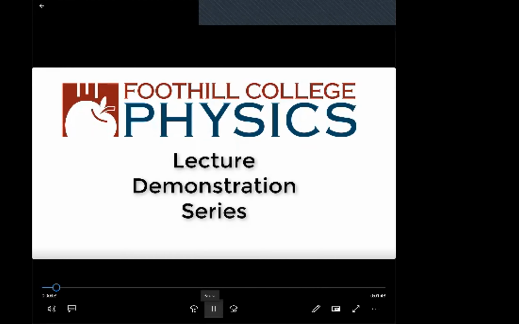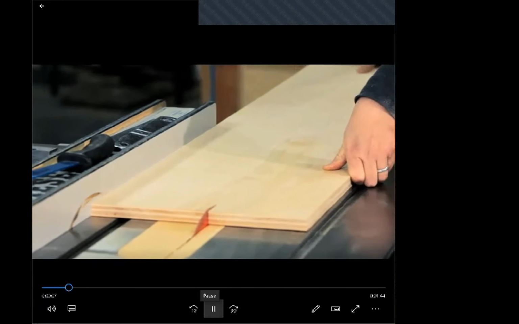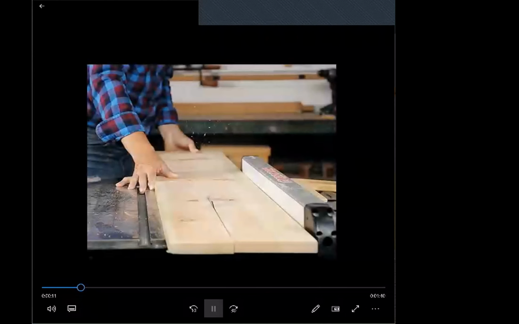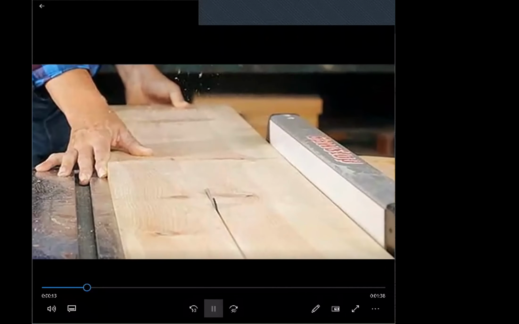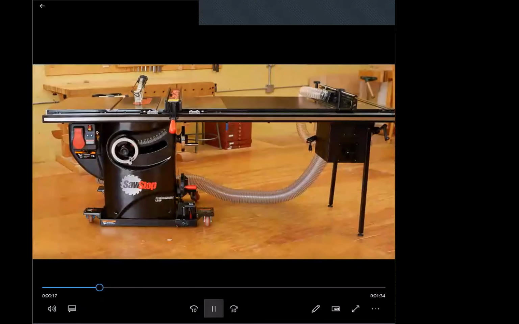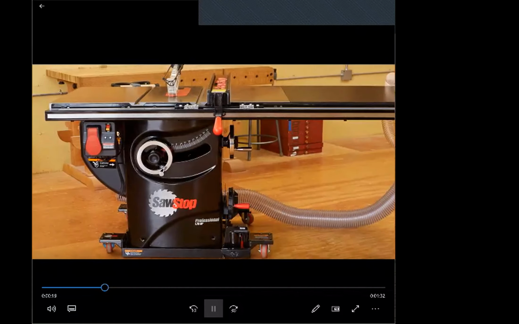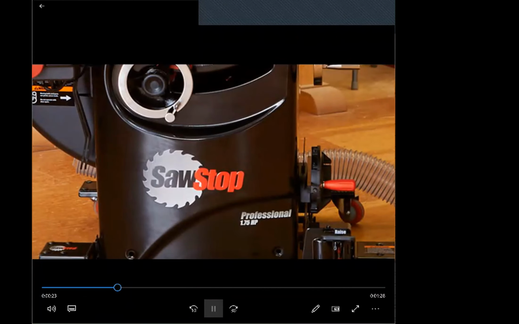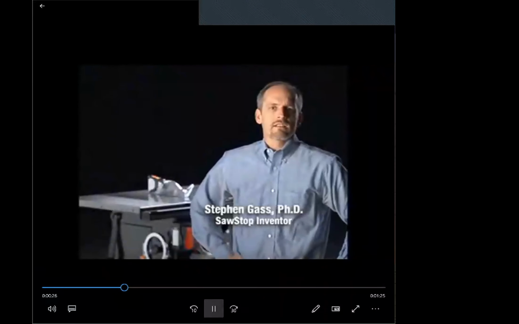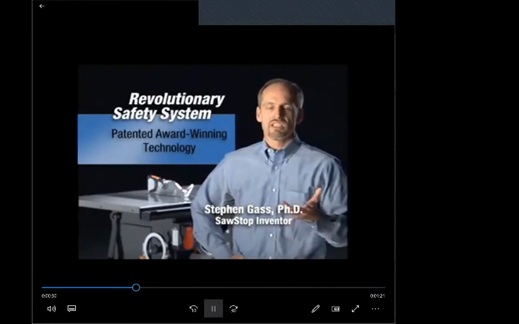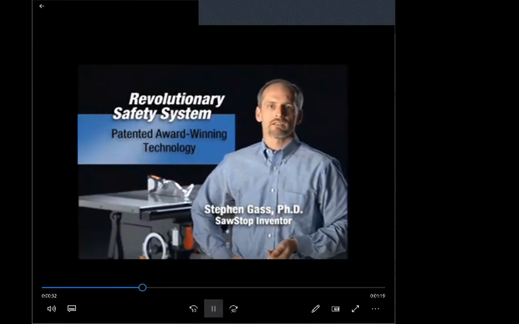This is a table saw. That circular blade spins at over 3,000 RPM, and if things go wrong, they can go seriously wrong. This invention, the SawStop table saw, can help prevent serious injuries. Let's see how. We designed this saw to be the safest table saw ever built. I think of it like seat belts or an airbag for table saws.